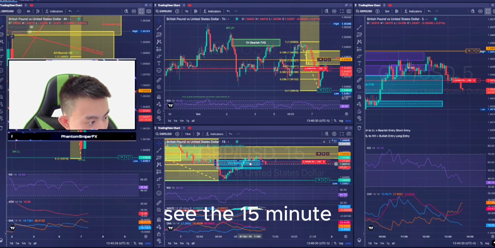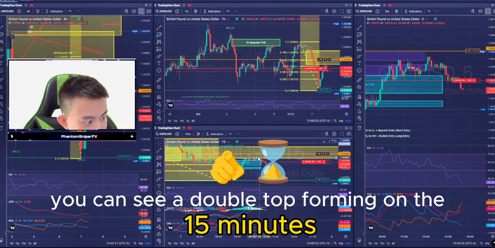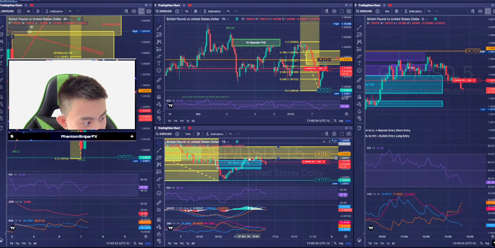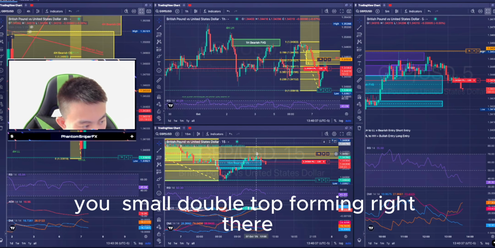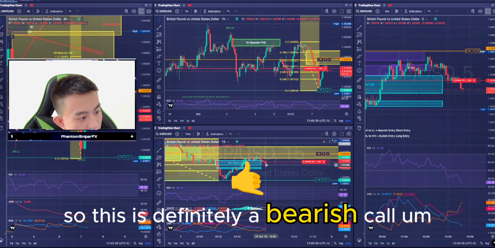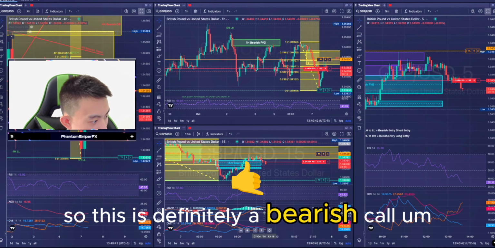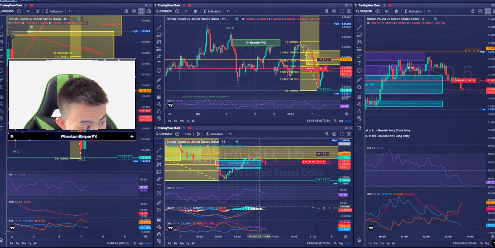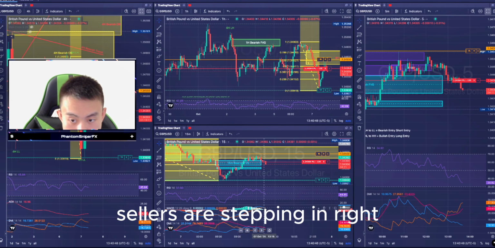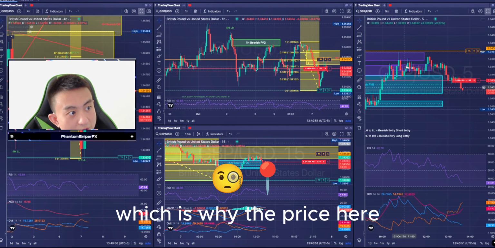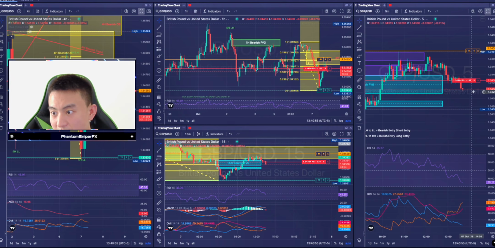See, on the 15-minute, you can see a double top forming. See that small double top forming right there? So this is definitely a bearish call. The MACD is showing the buyers are losing control, sellers are stepping in, right? Which is why the price here is actually going towards my TP.